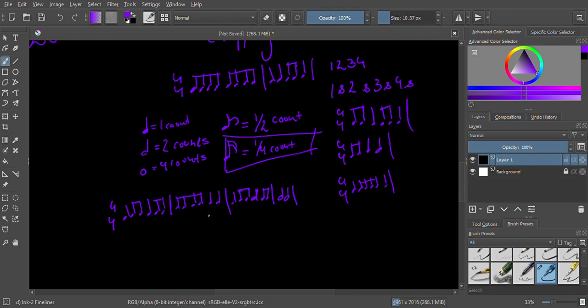Count and play it. 1 and 2 and 3 and 4 and 1 and 2 and 3 and 4 and 1 and 2 and 3 and 4 and 1 and 2 and 3 and 4 and. Once again. 1 and 2 and 3 and 4 and 1 and 2 and 3 and 4 and 1 and 2 and 3 and 4 and 1 and 2 and 3 and 4 and, this time without me counting.